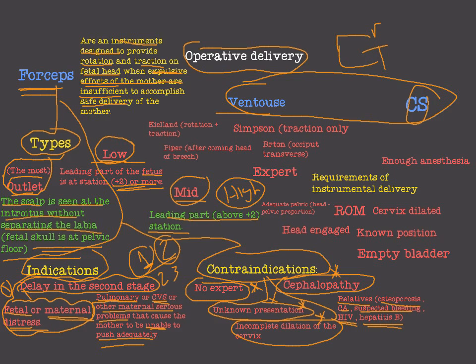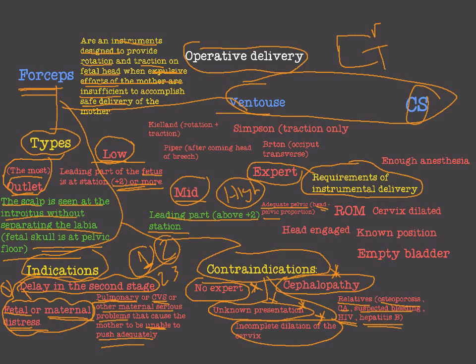Now for the most important thing about this subject, the requirements of instrumental delivery. The requirements of when can we apply instrumental delivery? We should have some requirements. Okay, first, the doctor should be an expert. I have mentioned that. Then we have to have adequate pelvis. What do we mean by adequate pelvis? We have head pelvic proportion. Okay, so expert and adequate pelvis.